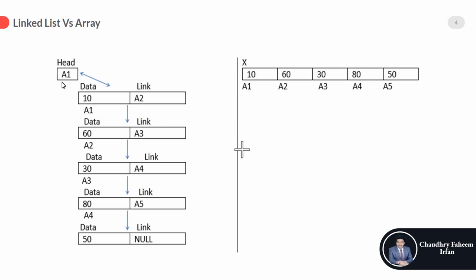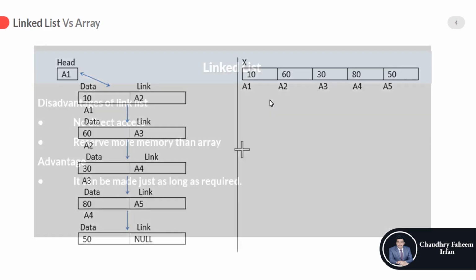Linked list versus array. Here is head, A1, data and link part. This is the first node. A1 is the address, A2, A3, A4 are the addresses, and A5 is the address of the last node. So we can store data in a linked list this way. But in an array, here is the representation, a contiguous memory location of the same data type. So a linked list is different from an array.